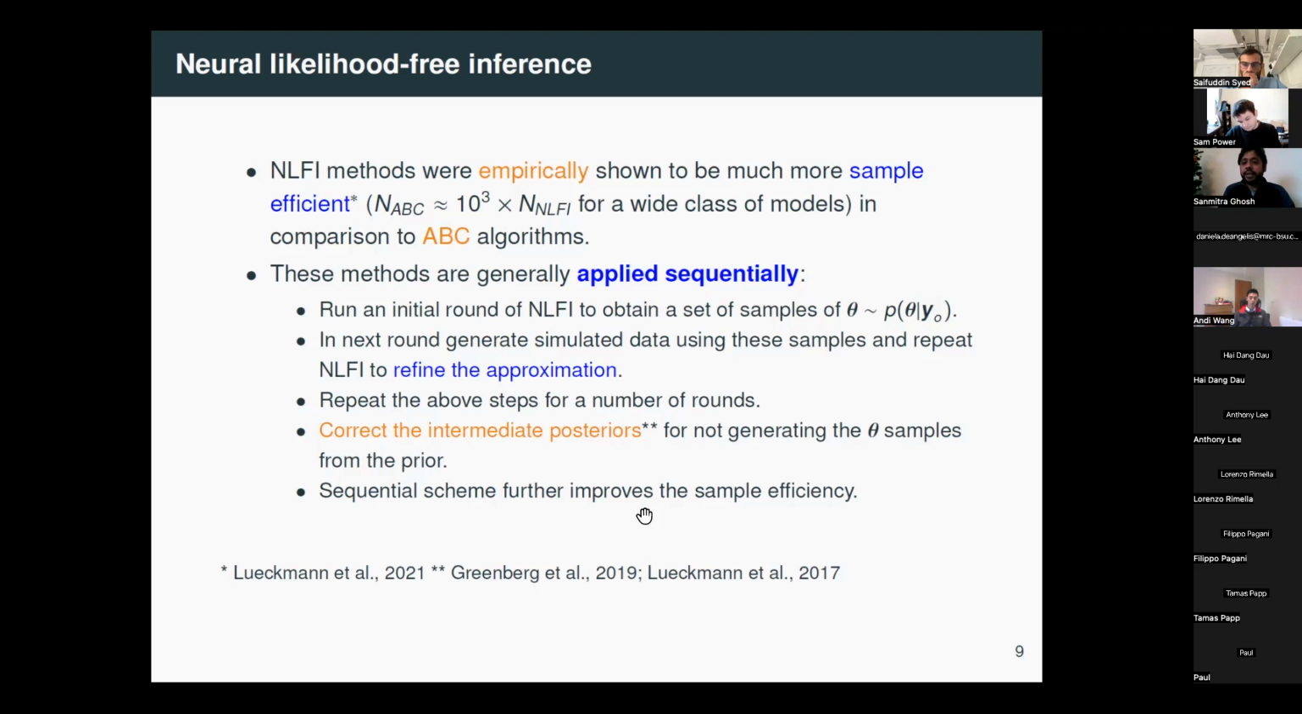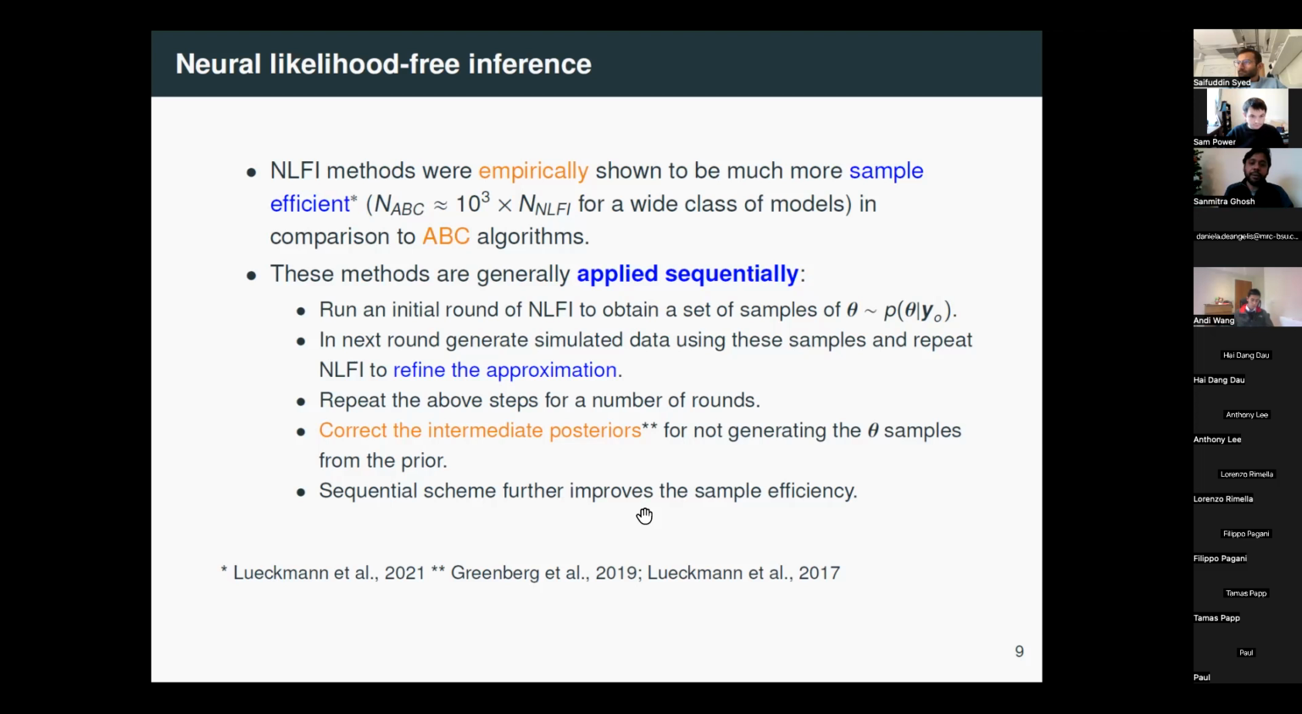One of the important things is that from the second round onwards, you are no longer generating your data set from the prior. So that's a problem, right? Because you need to generate data from your prior. Otherwise, your posteriors are not consistent. So obviously, you need some sort of correction. The work that I've cited is some example, but there have been many works on how exactly you do that correction, and this makes it even more sample efficient.